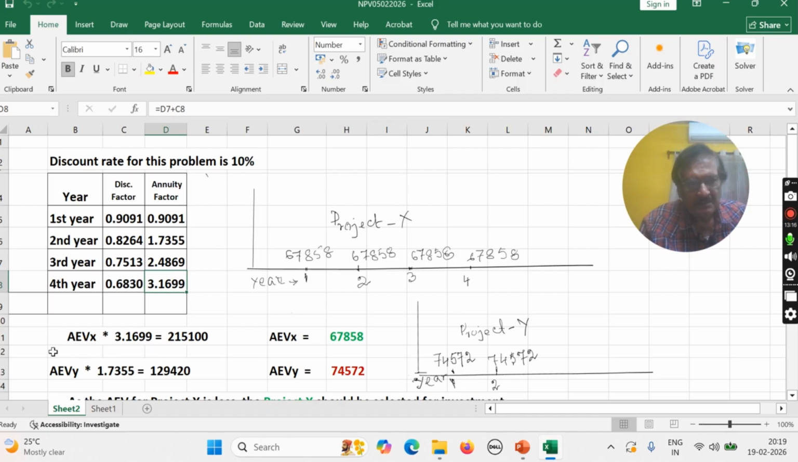Now what is this? Annual equivalent value for project X into 3.161699 is equal to 2,15,100. Sir, why have you done this? The concept is this. This is your total cost for project X, the total cost of investment for project X. Now we can consider that the same amount will be expensed each year. That means the operating cost will be the same annual equivalent amount. Then if we multiply by the annuity factor, the total amount should be this.